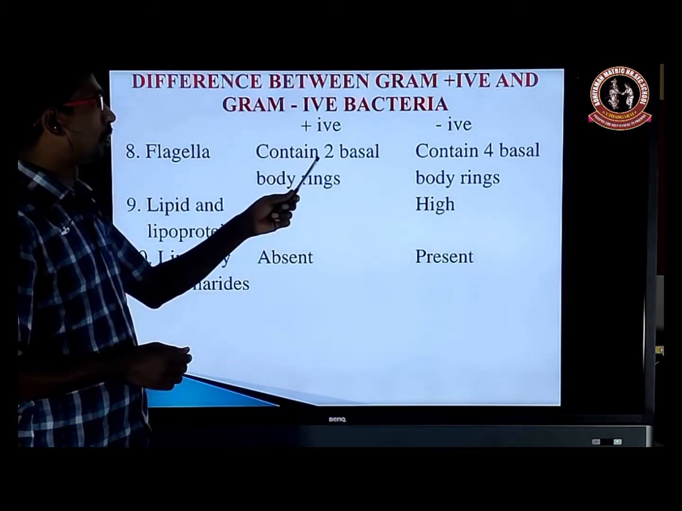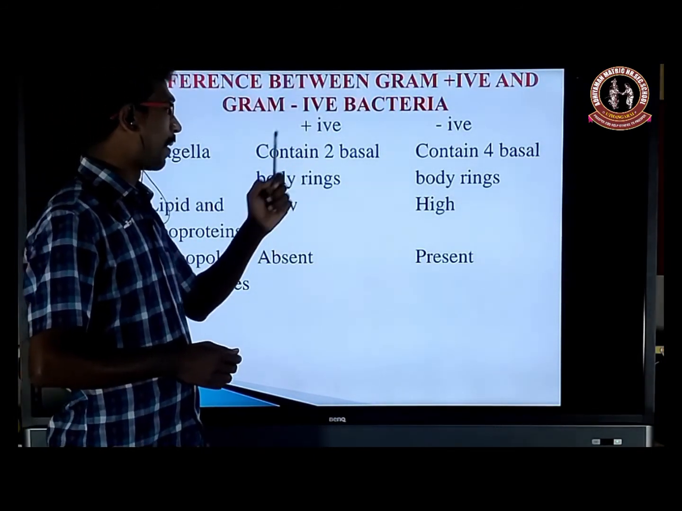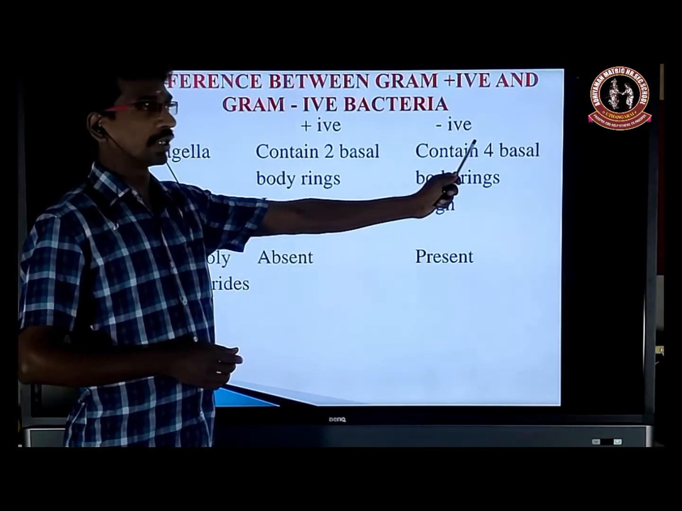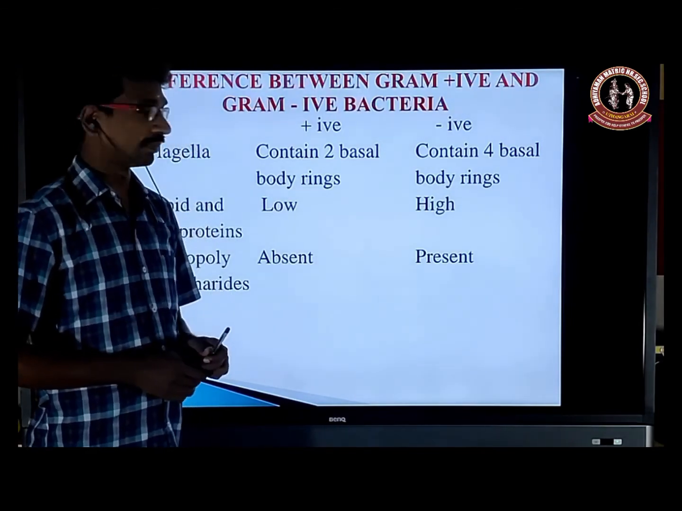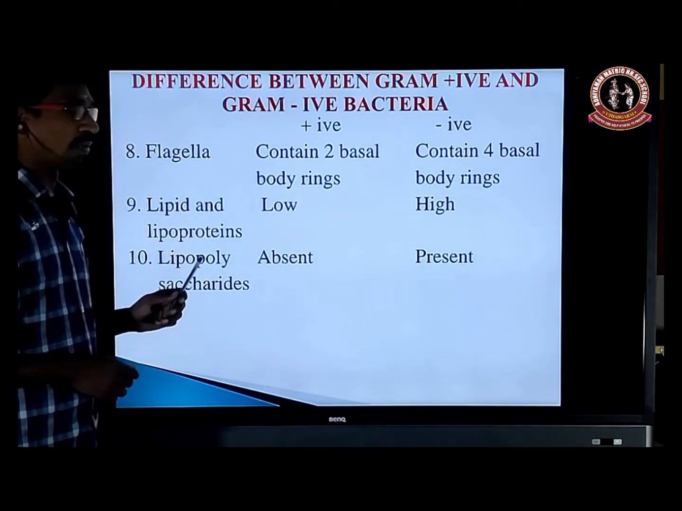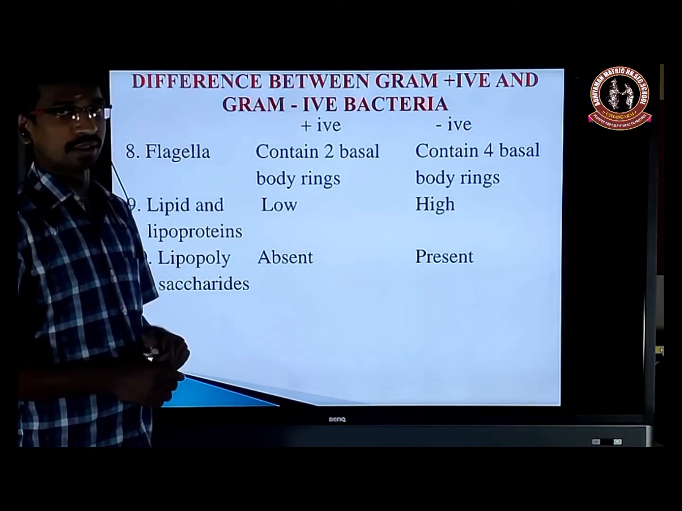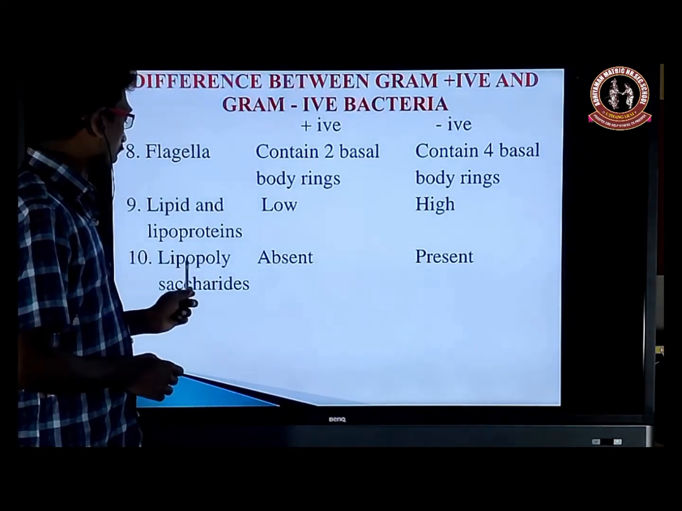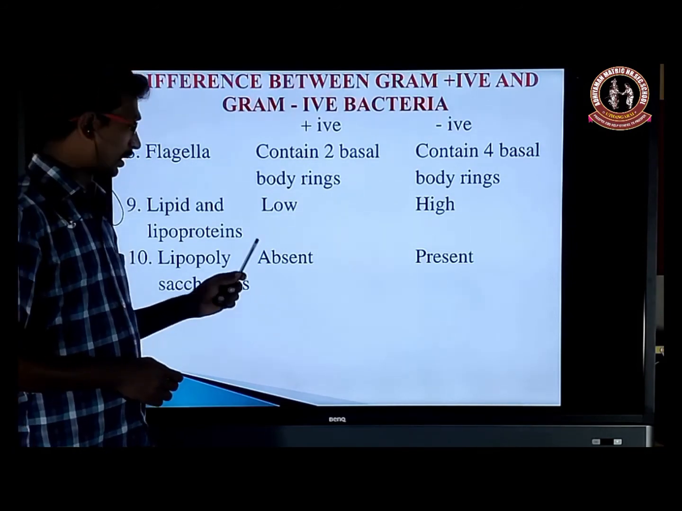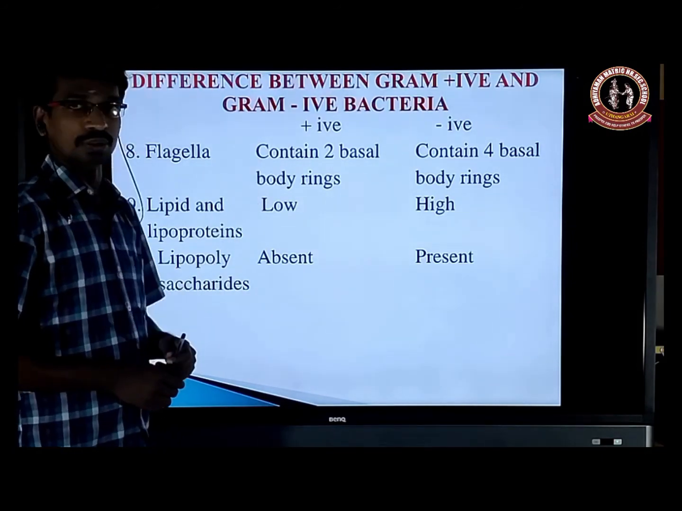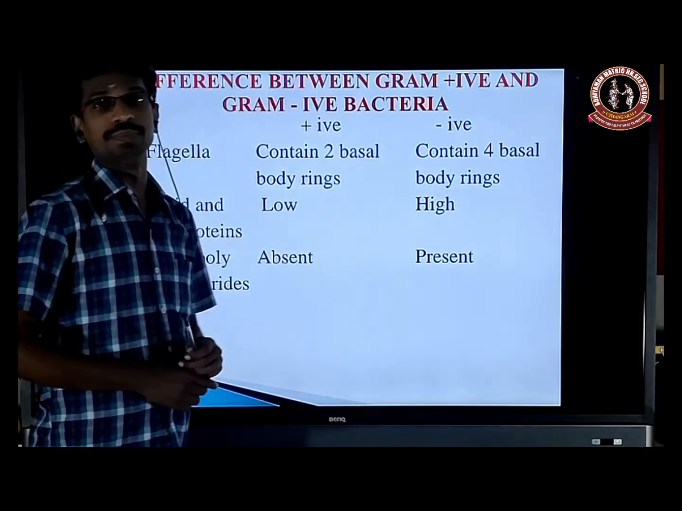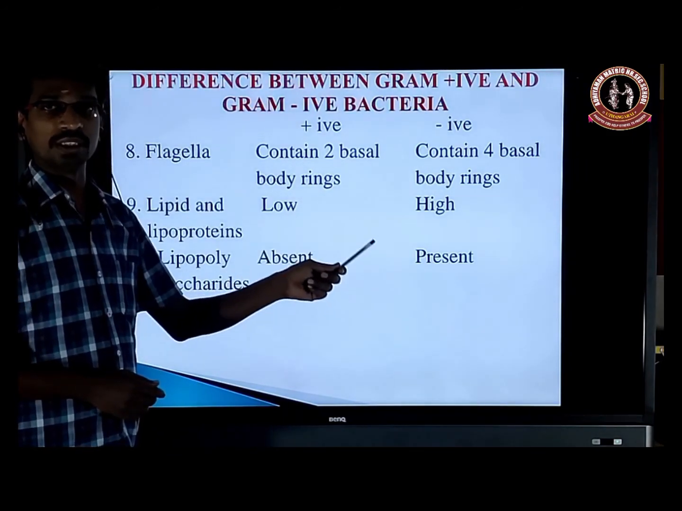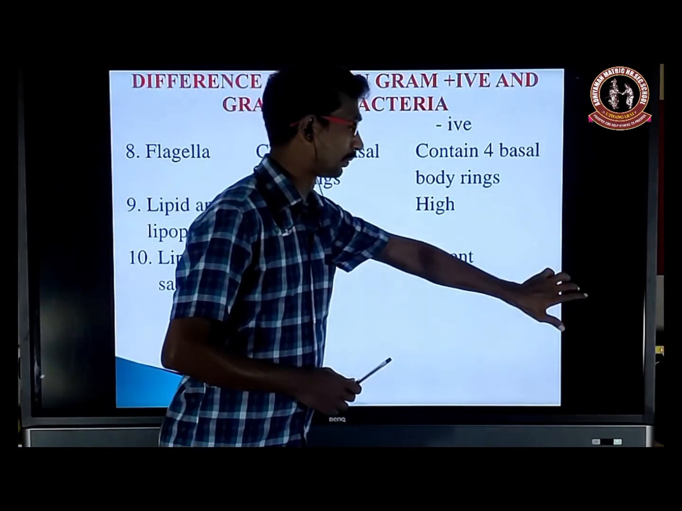Flagella contain 2 basal body rings in gram positive, and gram negative contains 4 basal body rings. Lipid and lipoprotein content is very low in gram positive, but very high in gram negative. The lipopolysaccharide layer is absent in gram positive, but it is present in gram negative. We already saw the structure of the lipopolysaccharide layer, no?